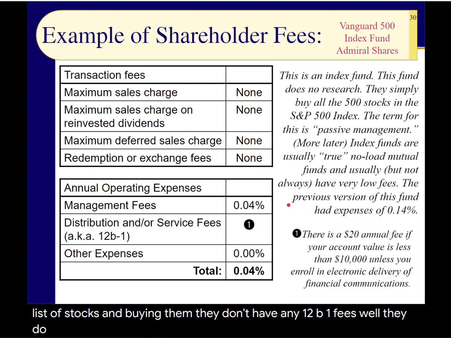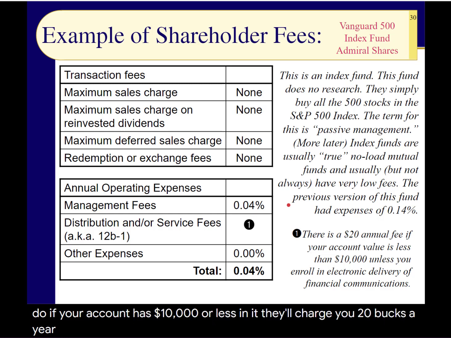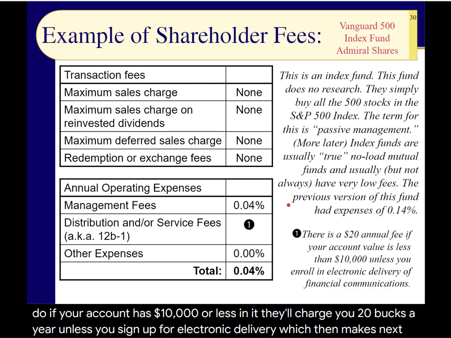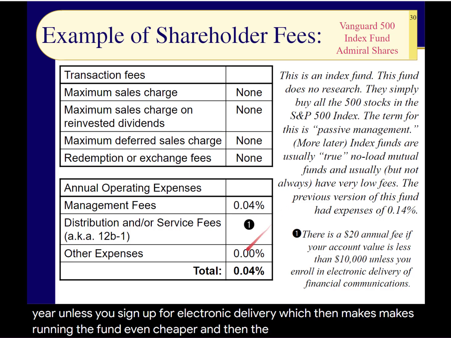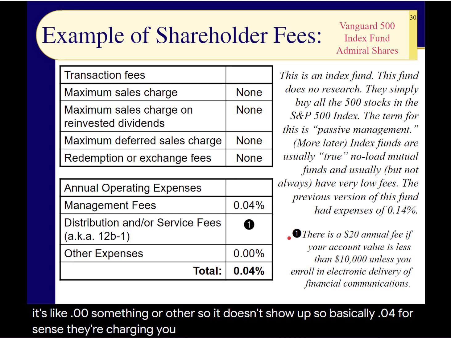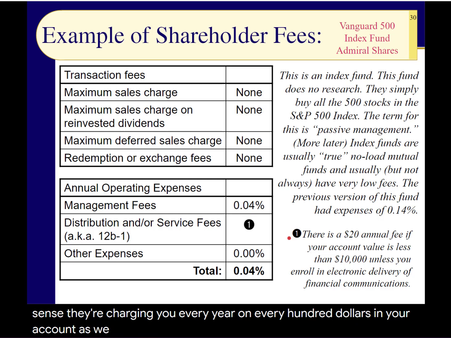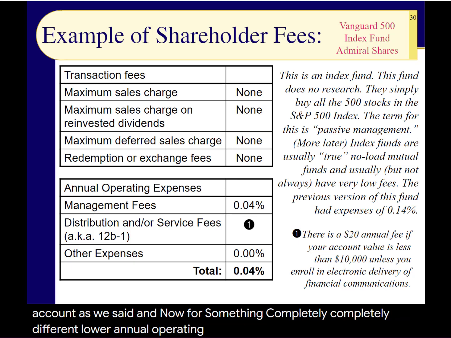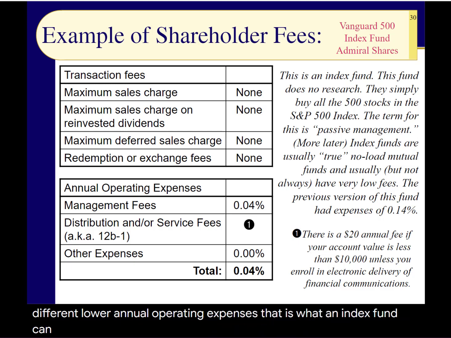If your account has $10,000 or less in it, they'll charge you $20 a year, unless you sign up for electronic delivery, which then makes running the fund even cheaper. And then the other expenses, I think it's like 0.00 something or other, so it doesn't show up. So basically 0.04 cents they're charging you every year on every $100 in your account, as we said. Lower annual operating expenses. That is what an index fund can offer you.